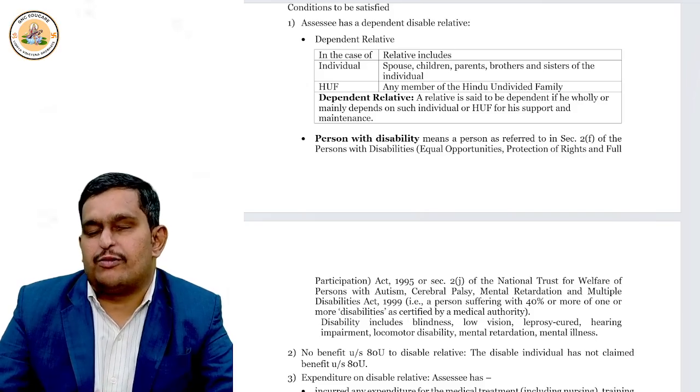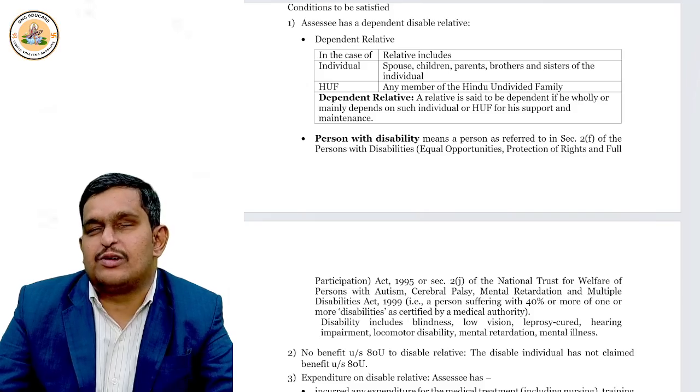Now let's go forward. Now, look, suppose you take the example of, let's take my example. When I was a kid, when I was small, my father was to claim the deduction under 80D.